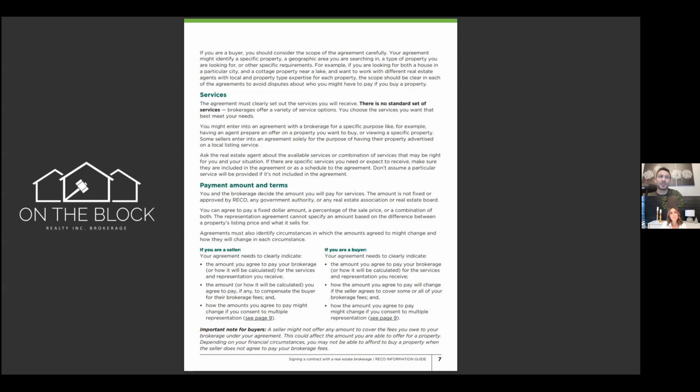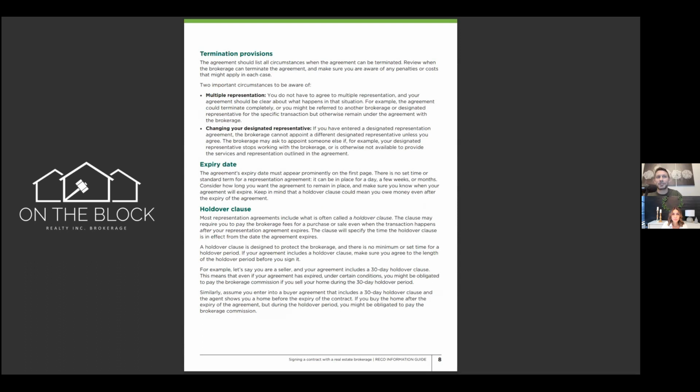As a seller, you'll need to see how you may be compensating the buyer for their brokerage fees, and conversely, as a buyer, how you are expected to compensate your brokerage depending on whether a seller will cover some, all, or none of your fees. In all cases, a clear explanation of how compensation may change in the event of multiple representation is required as well. In summary, all amounts payable to the brokerage, including how those amounts may change in different circumstances, must be explained clearly.